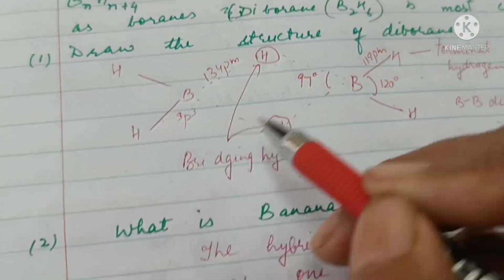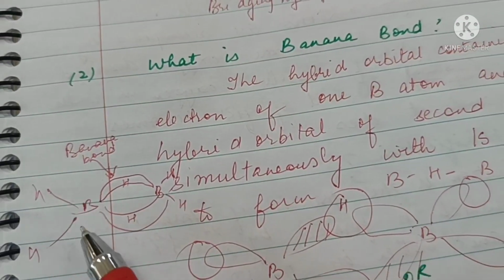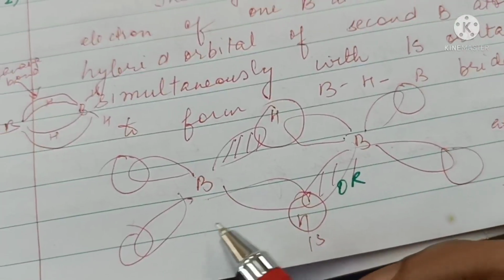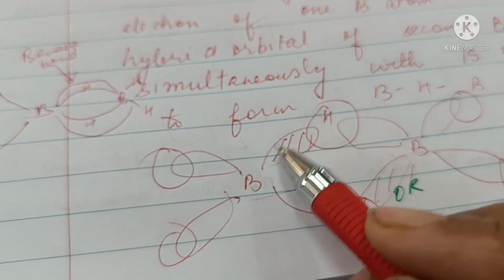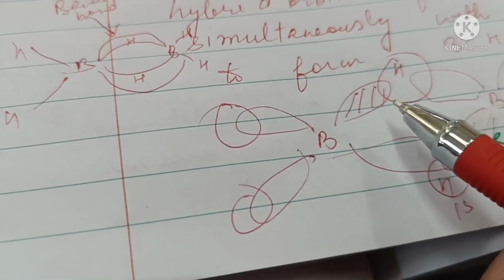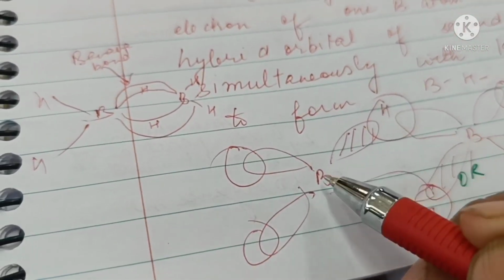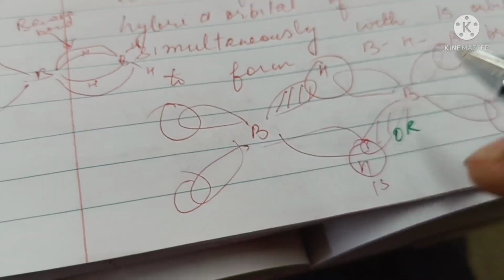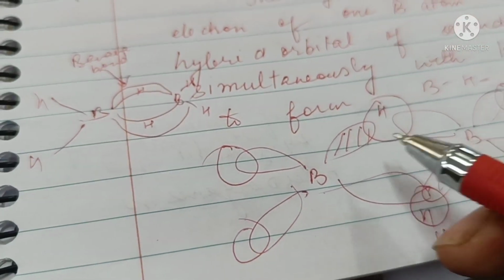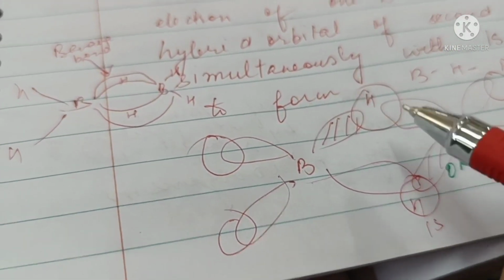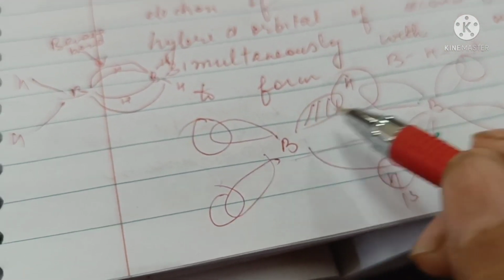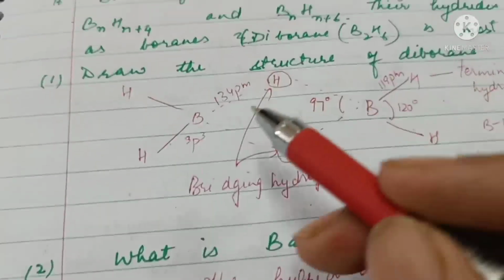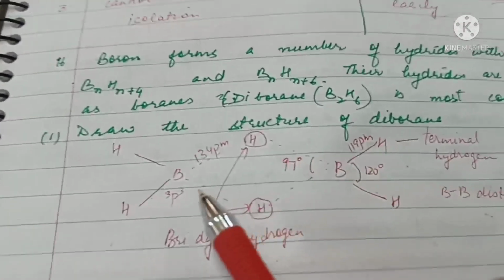being sp3 hybridized, has 4 sp3 hybrid orbitals. Of these, 3 have 1 electron each. One is empty, vacant. So the vacant sp3 hybrid orbital of one boron and the empty of other boron simultaneously overlap with hydrogen. So it becomes a 3-center 2-electron bond. So this is the structure of diborane.